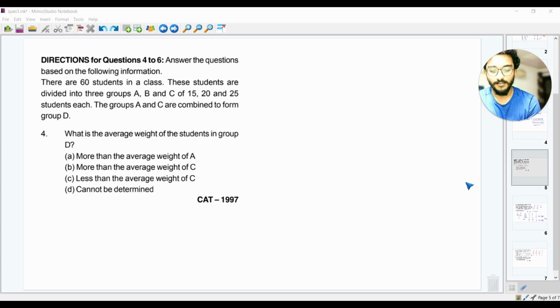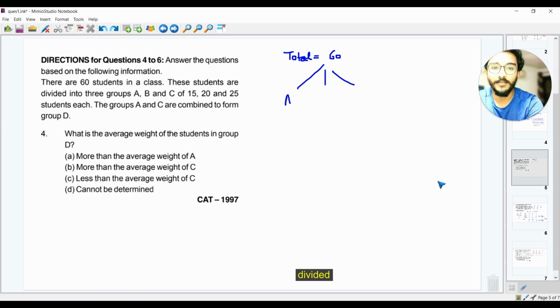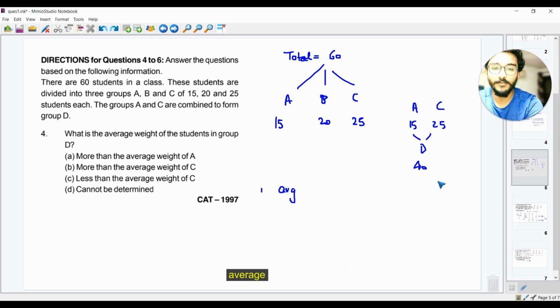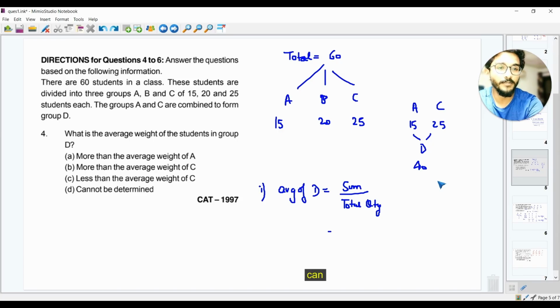So let's just go through this information. We have a total of 60 students and they are being divided into the 3 groups A, B, C. 15, 20 and 25 are the members respectively. A and C are combined to form D. We can say D has 40 members. We are supposed to find the average of D. The average of D can be calculated if you know the sum of the members divided by the total quantity. Now the sum of the members we do not know. It can be different, it can be same.